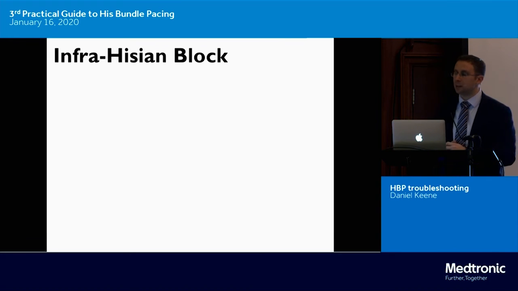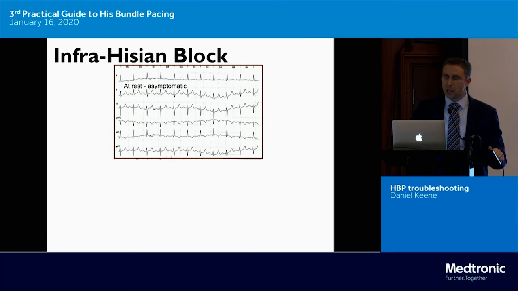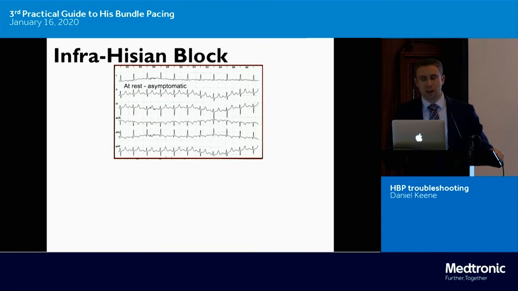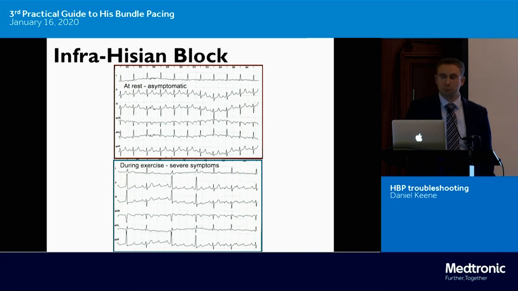Another element relating to ventricular capture to watch out for is infrahisian block, particularly at rapid heart rates. Here we have someone with symptoms during exercise. At rest, everything looks great on the ECG, one-to-one AV conduction. But with exercise, you can see what the problem is. The sinus node does the appropriate thing, speeds up, but unfortunately, there's AV block present.